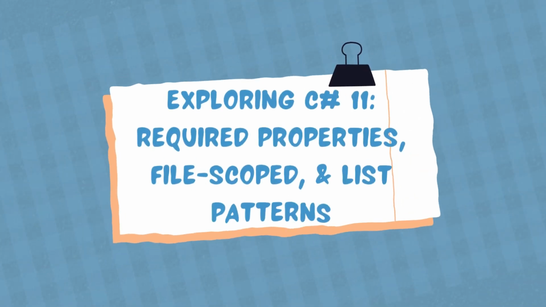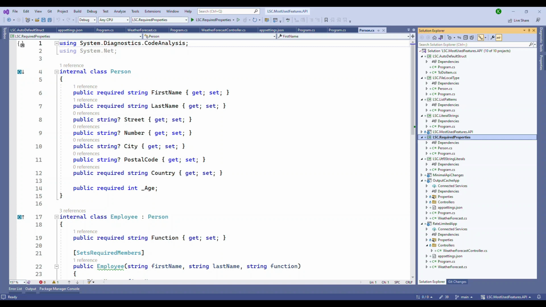So in this video, I'm going to talk about a couple of new features introduced in C# 11. The first one that we will take a look at is required properties. In C# 11, you can mark properties as required in a class, ensuring that they must be initialized when an instance of the class is created.